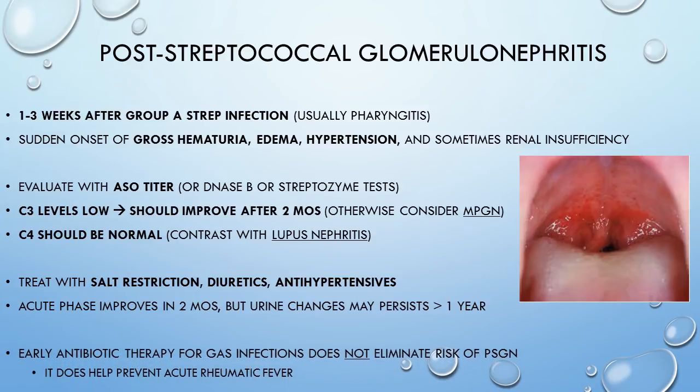Early antibiotic therapy for group A strep infections does not eliminate the risk of post-streptococcal glomerulonephritis. That is the whole reason we give antibiotics, in order to prevent acute rheumatic fever to patients that have strep throat, but it unfortunately doesn't help to prevent post-streptococcal glomerulonephritis.